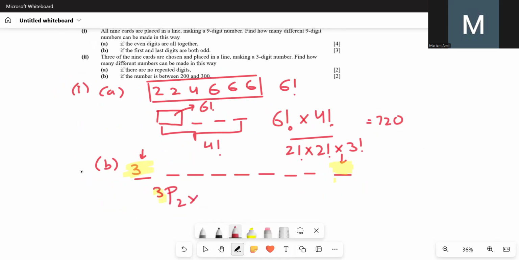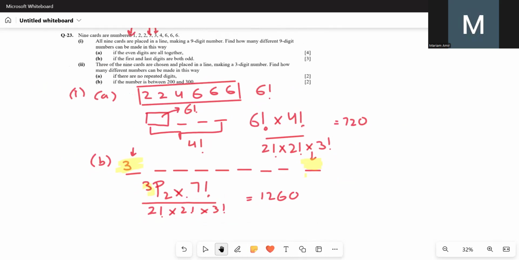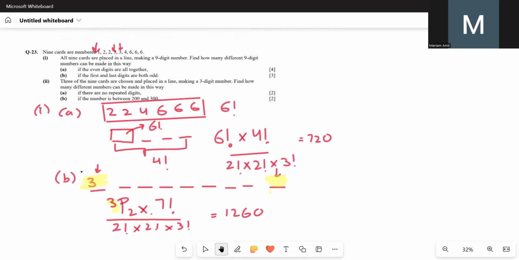And then in between, we have 7 numbers left that have 7 slots, so 7 factorial, and then divided by repetitions, which is 2 factorial, 2 factorial, and 3 factorial as earlier. So 3P2 times 7 factorial divided by 2 factorial divided by 2 factorial divided by 3 factorial, which gives us 1260. Okay. Next, we have part 2.